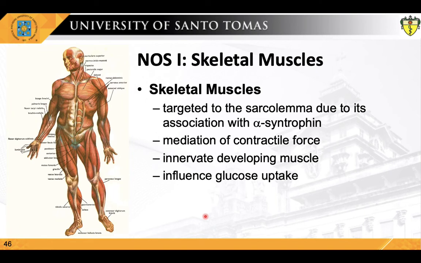To continue, nitric oxide synthase 1 is targeted to the sarcolemma of the muscle due to its association with alpha-syntrophin, a member of the muscle dystrophin complex. Thus, the effect of nNOS1 on skeletal muscles is that it is involved in the mediation of contractile force, innervating developing muscle, and perhaps influencing glucose uptake.